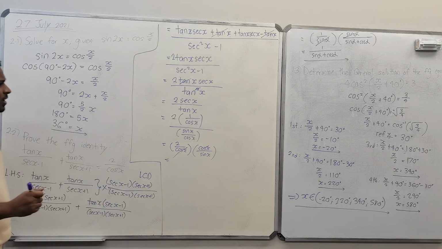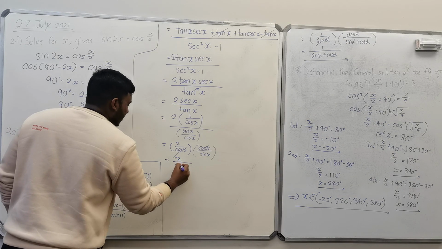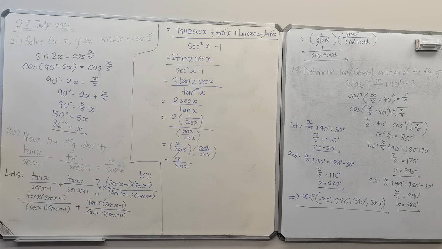Wait, now something went off here. Even I don't know where I went off to. Because now this is going to end up coming to 2 over sin x, which is not 2 over cos x.